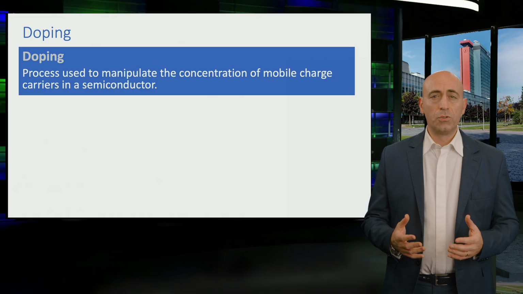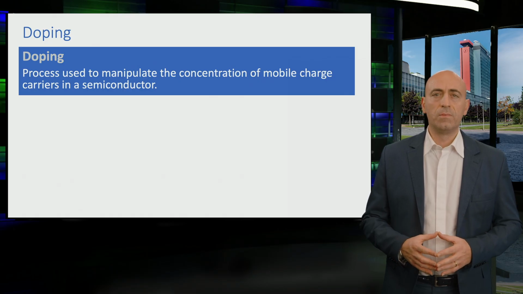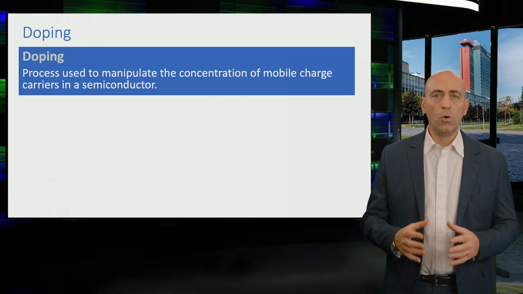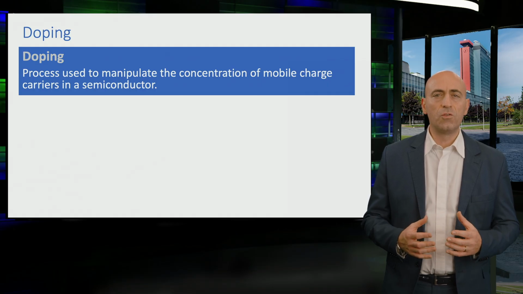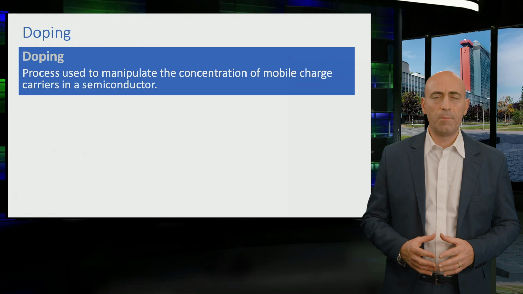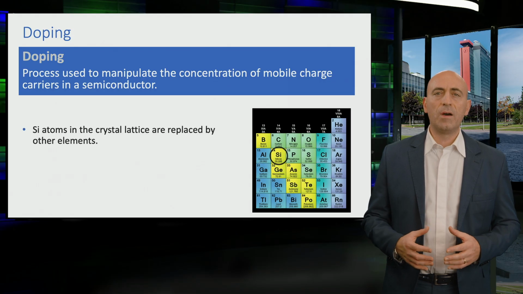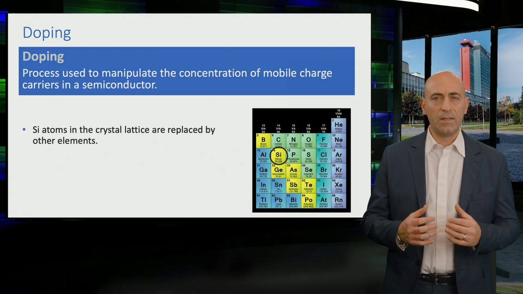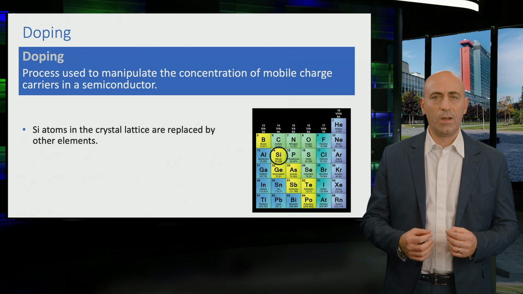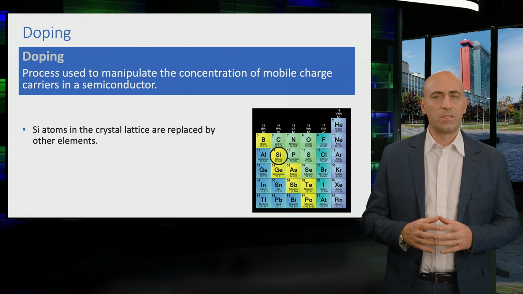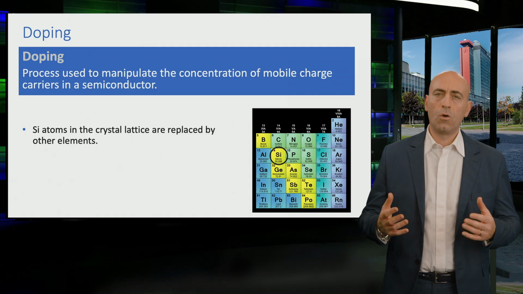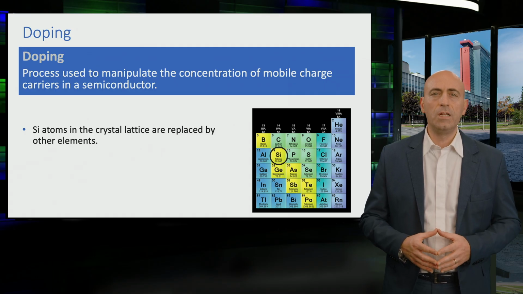A way to control the performance of a silicon-based device is by doping the material. Doping is a process to manipulate the concentration of mobile charges in a semiconductor. This is done by replacing silicon atoms in the lattice by atoms of a suitable element. Doping will increase the electrical conductivity of a semiconductor. Common dopant elements for silicon are boron and phosphorus.